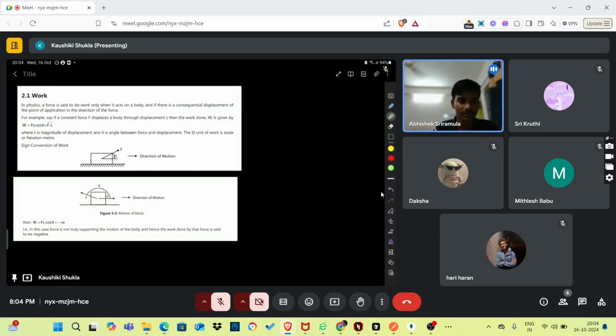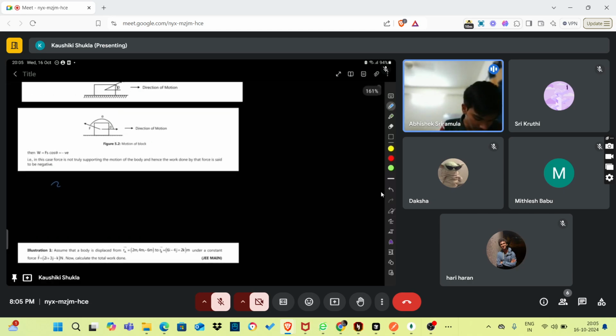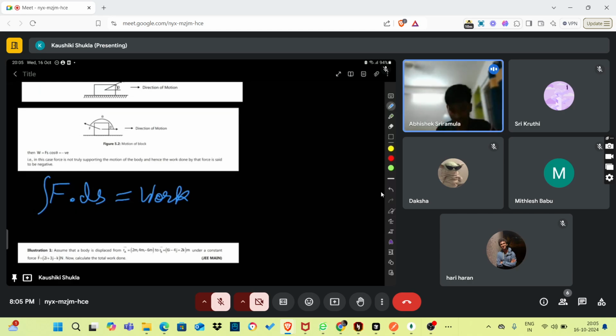So what is work? In layman's language, it is the dot product of force and displacement, integrated. So work is force dot displacement. Just remember this.